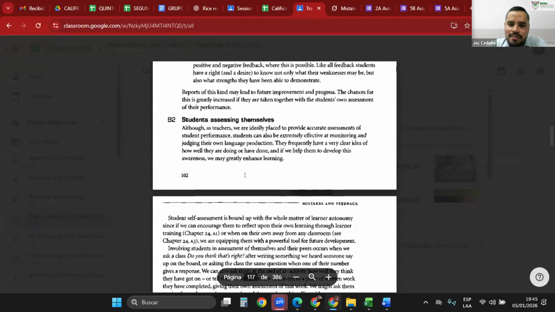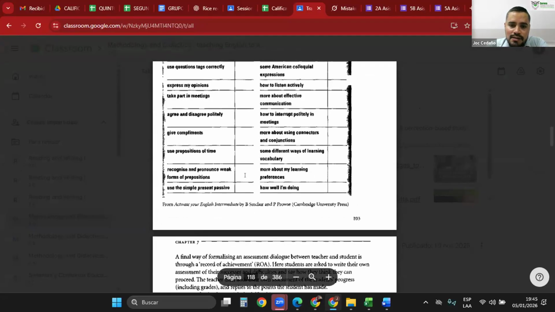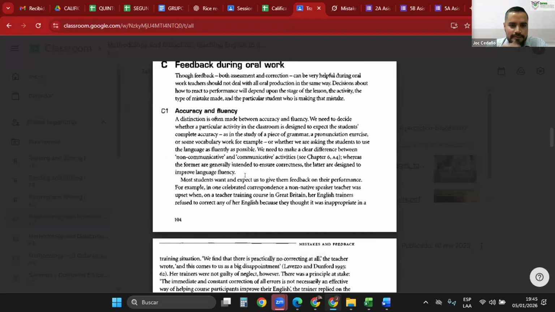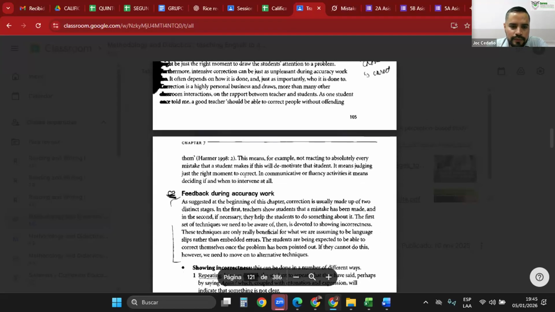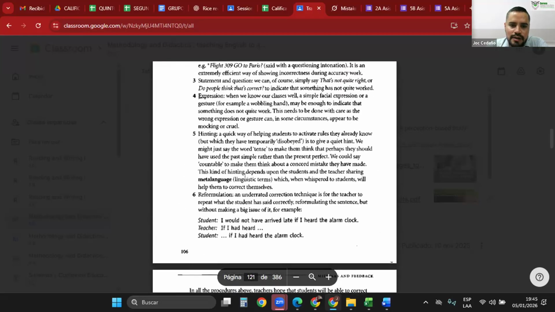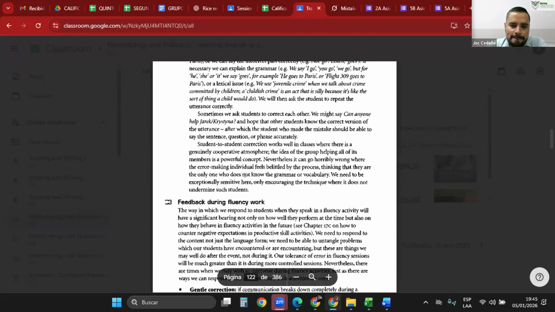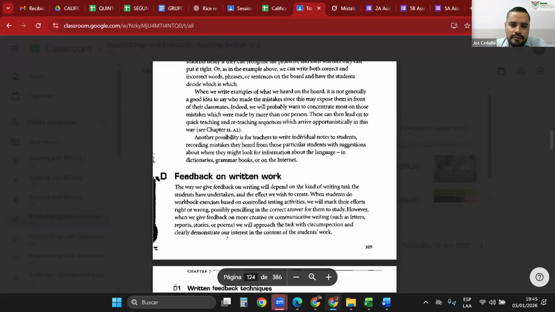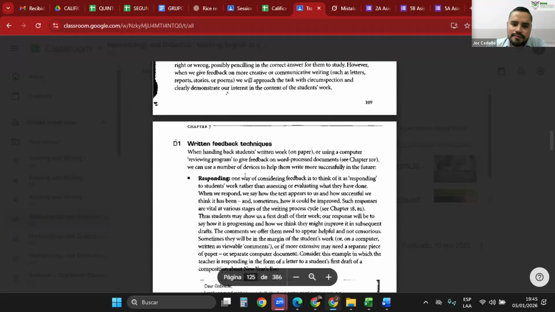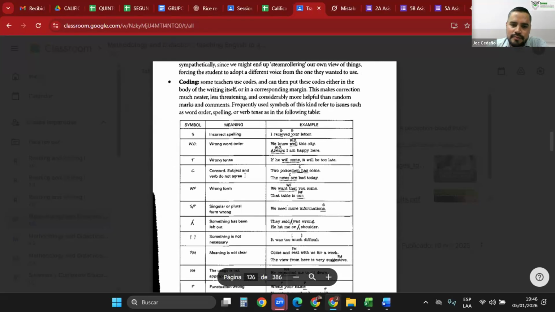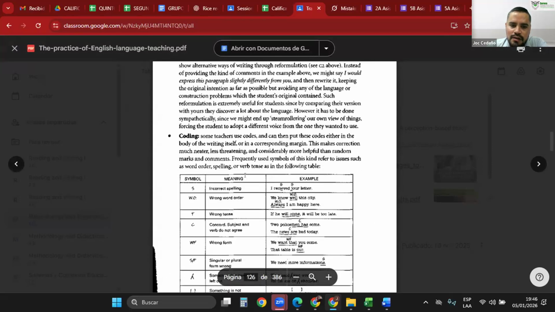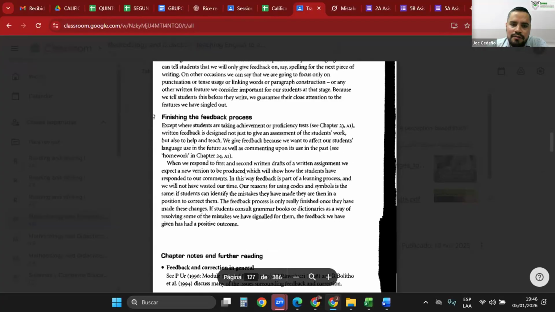the students assessing themselves, checklists, feedback during oral work, feedback during accuracy work, feedback during fluency work, feedback on written work. We need to understand the concepts of responding, coding, and finally finishing the feedback process.